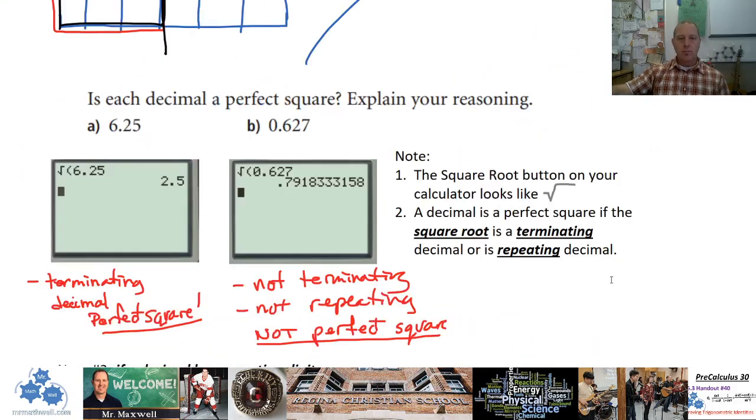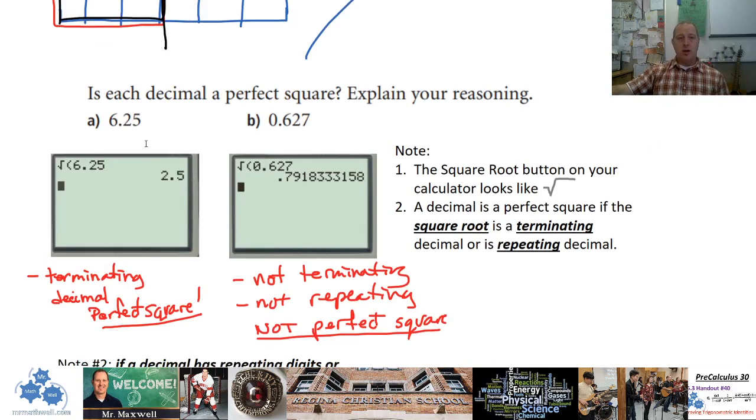All right. Okay, let's take a look at decimals now. If we look at decimals and you're asked, is this a perfect square? You can use your calculator for a lot of this. So if you do, what does the answer tell you about if this is a perfect square? Well, first things first, remember on your calculator, the square root button looks like this right here, okay? And if you take a number like 6.25 and you take the square root of that number, which I've clipped out here for you to see, the answer is 2.5.